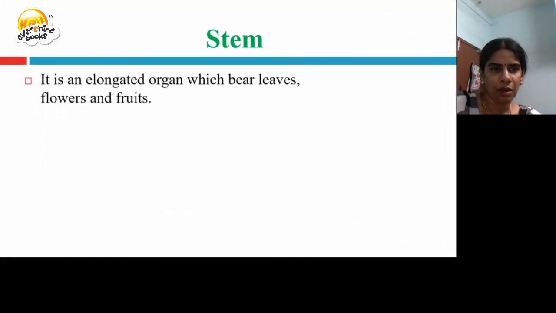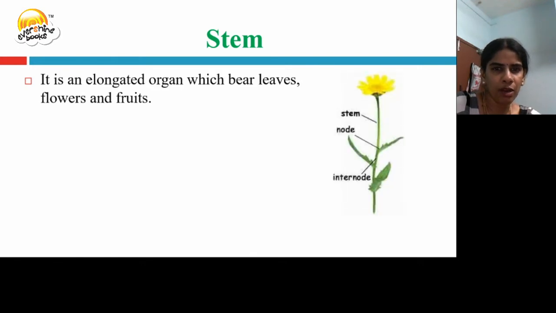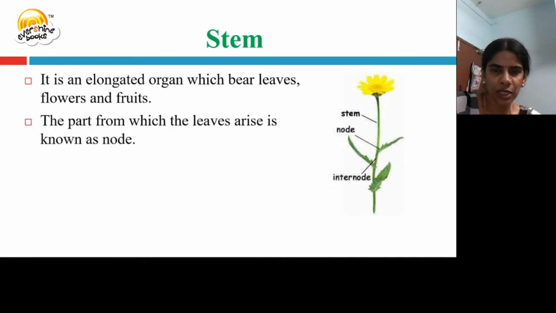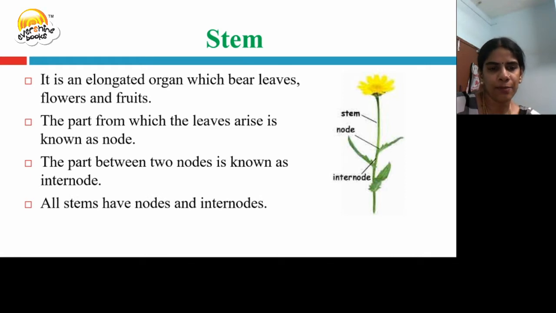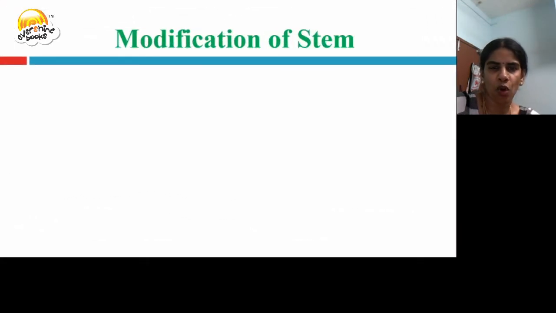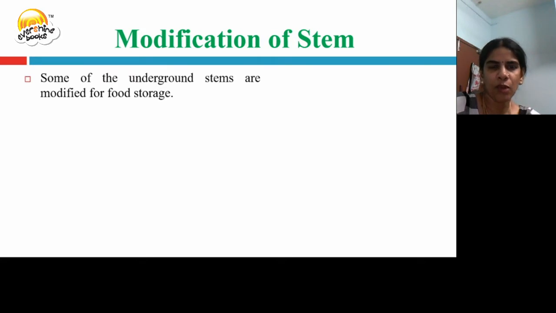Stem. We know it is an elongated organ which bears leaves, flowers, and fruits. The part from which the leaves arise is known as a node. The part between two nodes is known as an internode. All stems will have nodes and internodes. Let us see the modification of stem. Some of the underground stems are modified for food storage.